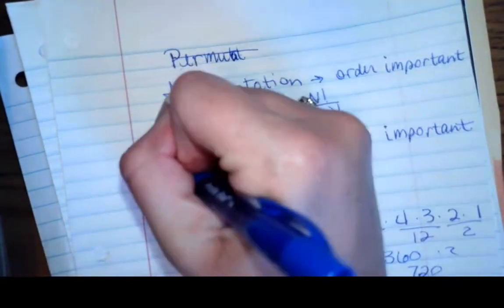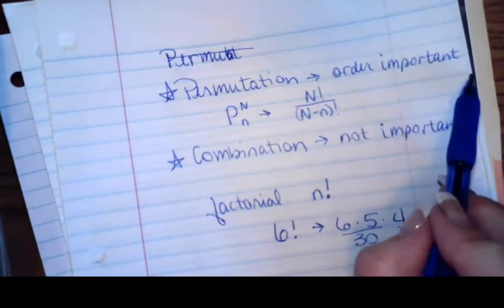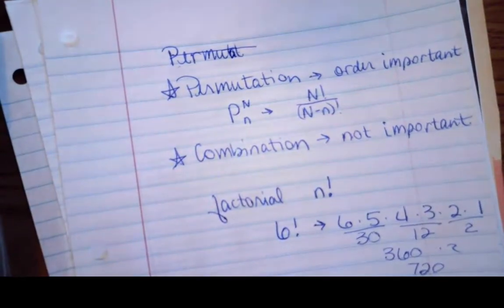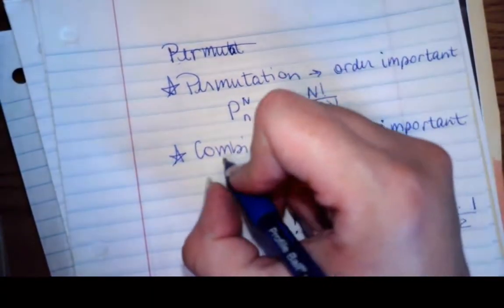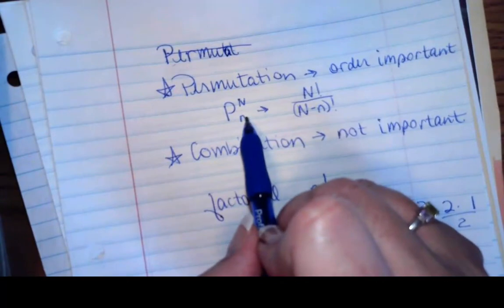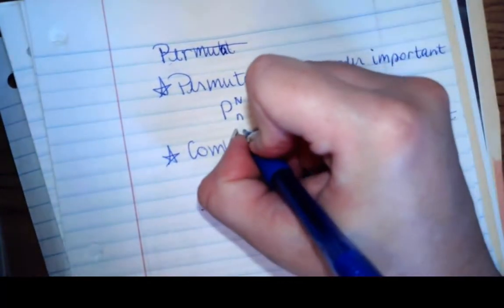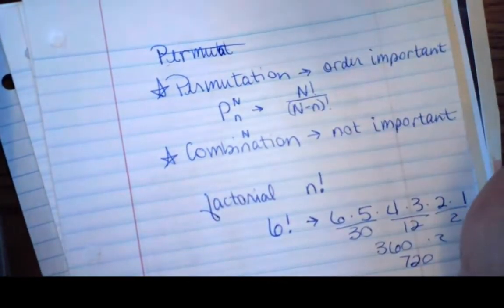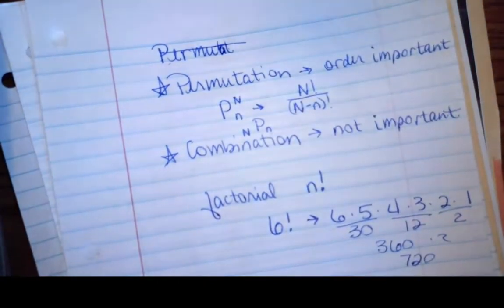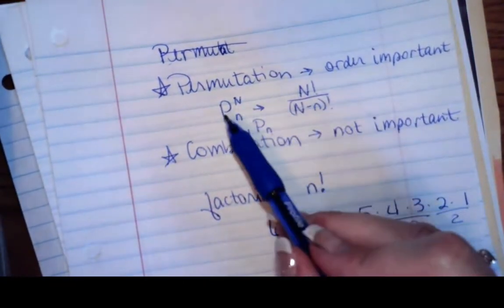So we just addressed what a permutation is. In other words, order is important. And now we're going to do what a combination is, where order doesn't matter. Depending on your textbook, you may have a capital N as a subscript, then a big P, and then a lowercase n as a subscript. So that's another way to write this.